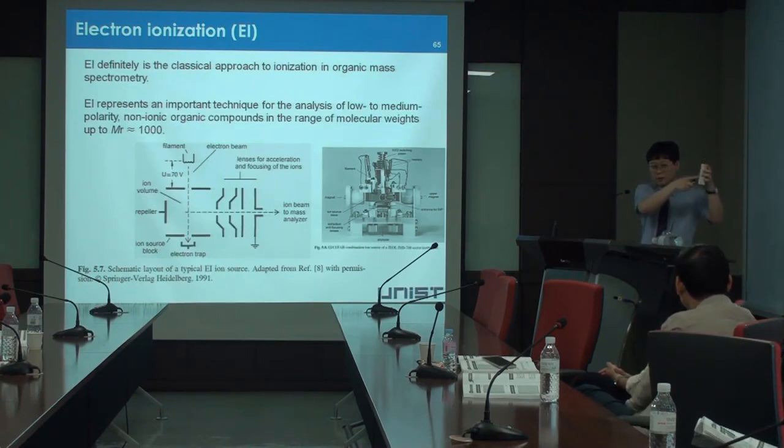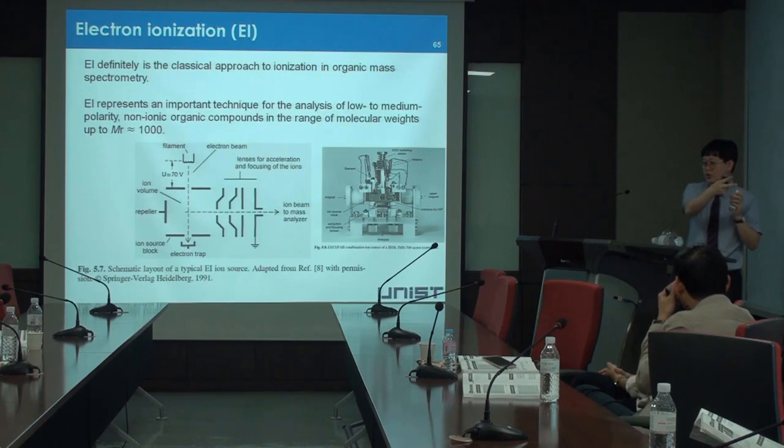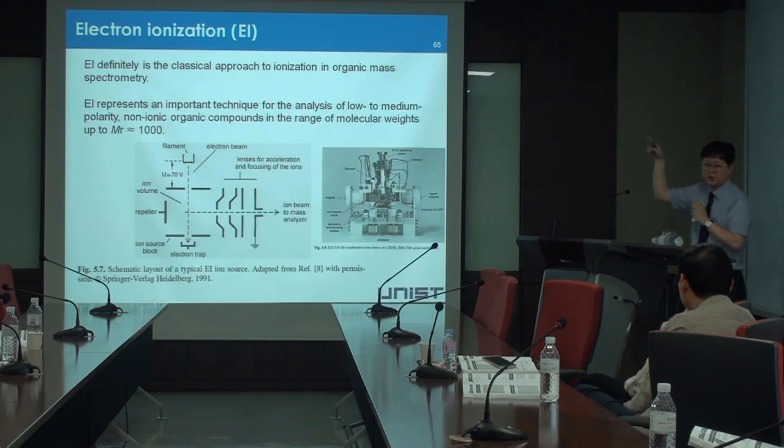When our sample molecule enters this area, there is electron beam bombardment. Then some molecules are hit by an electron, and the molecule loses one electron or two electrons. If a molecule loses one electron, this is M+. If they lose two electrons, this is M2+. It becomes ions.